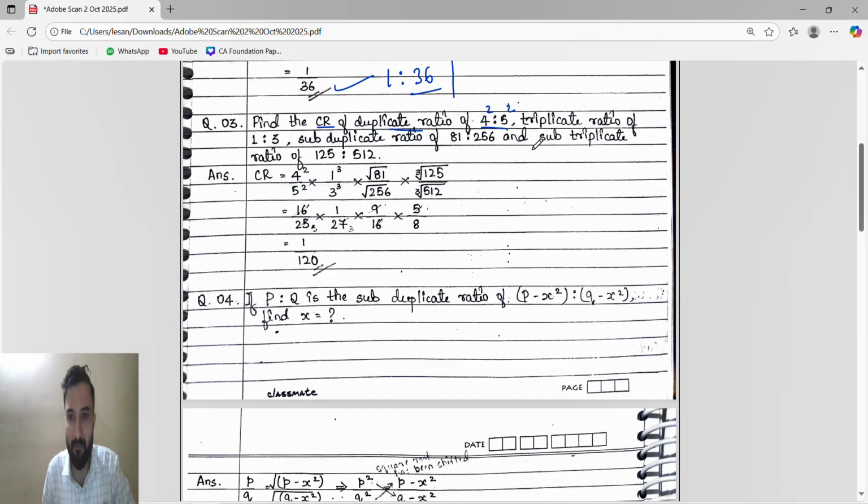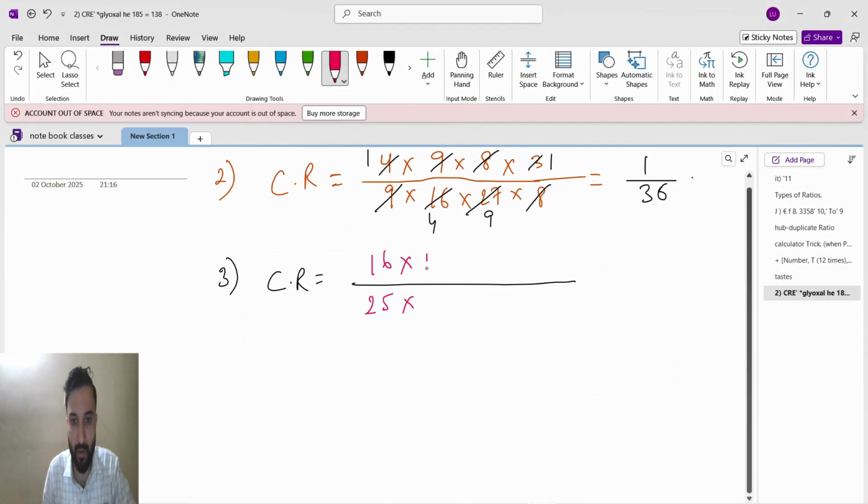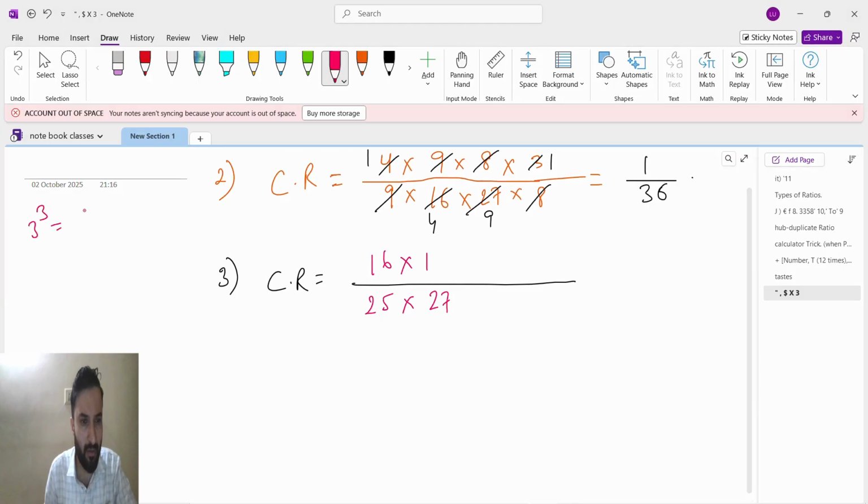Next, the triplicate ratio of 1:3. Triplicate ratio means we will do the cube. So 1 cube is 1, 3 cube is 27. Guys, 3 cube means we have to write 3 three times. Okay, don't do 3 threes are 9.